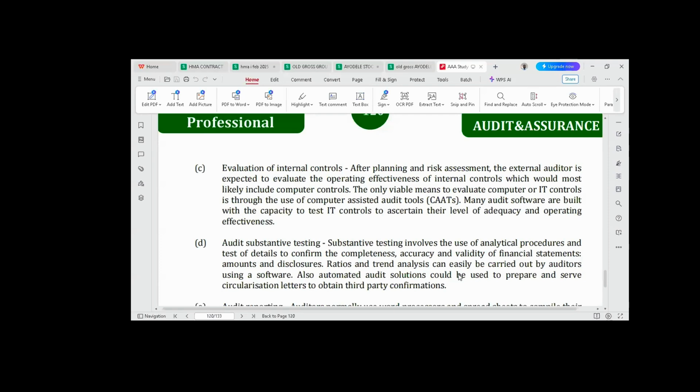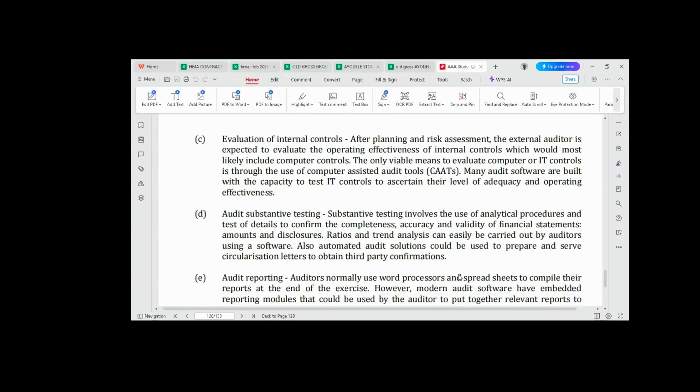So, as auditors, with the knowledge of the audit software, you can easily compute the ratios. You can use the audit software also to prepare the audit circularization letters, which is used to obtain confirmation from the customers of their outstanding receivables with the client. All right, you can use the audit software to get this done.